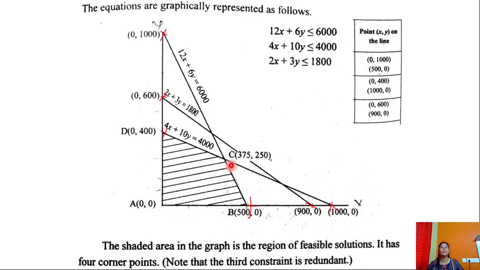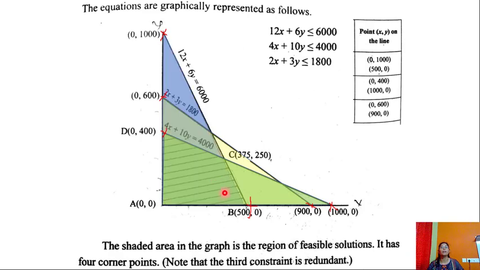In this common region, we have the 4 points here, which are A, B, C and D. We have to join C to the x-axis, and on this side join C to the y-axis, and here we will get the point where x is 375 and y is 250. This shaded area is the feasible solution. So this is one region, this is the second feasible region, this is the third. So this is the common region for all those three equations.